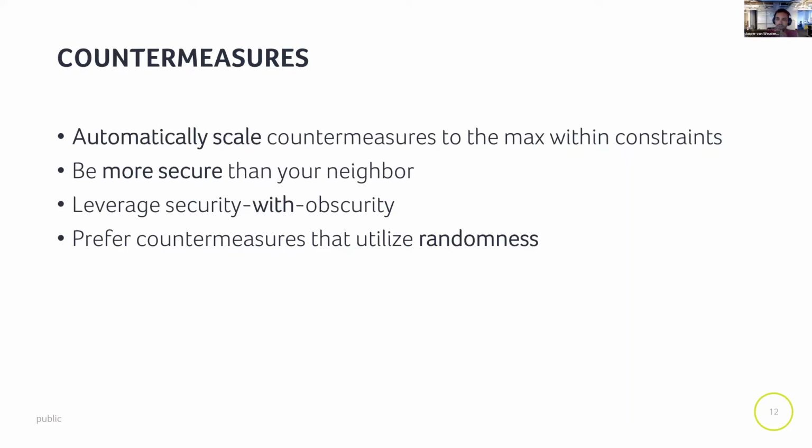And then there are just simple risk trade-offs. If you're more secure than your neighbor, an attacker might just go for your neighbor's target. And this is where the discussion always gets interesting: how can we leverage security with obscurity? Cryptographers, for very good reasons, always mention we should not do security by obscurity. But obscurity can actually help in this cost trade-off. I'll get into that in a second. And finally, I think we should prefer countermeasures that utilize randomness. Even if an attacker knows of that countermeasure, they might not be able to predict the randomness that's used by it, and it can still be effective even if the attacker knows the countermeasure is there.